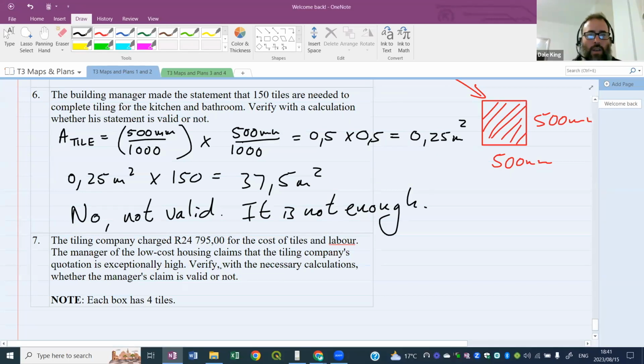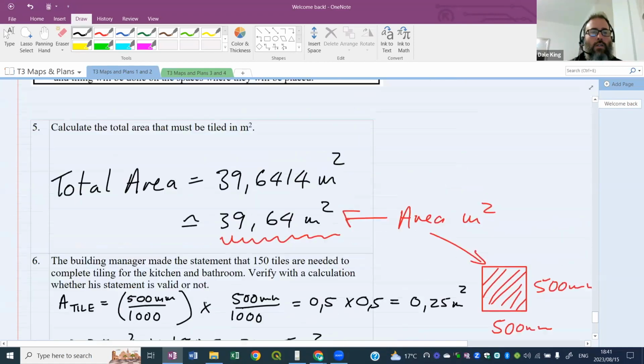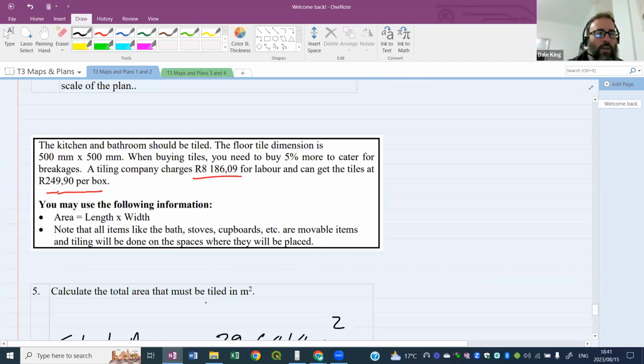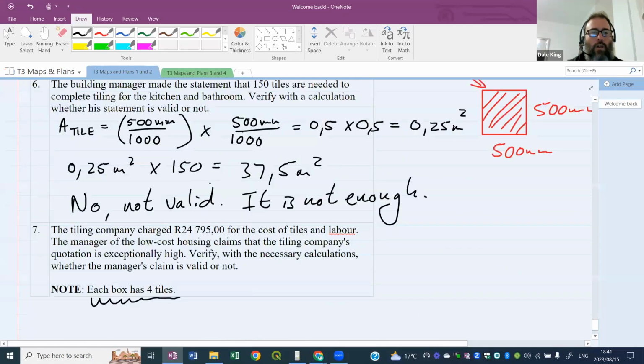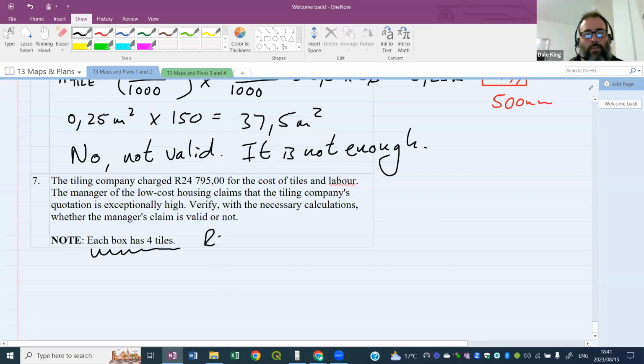So we're going to do everything now. We're going to work out the whole cost of this job. We've just heard that 150 tiles is not enough, so we need to know how many tiles we actually need. And by the way, down here it says there are 4 boxes in a tile, and the question said at the top that it's 249.90 Rand per box. That information is going to need to be brought down. So I'm going to write this here: 249.90 per box, and there's 4 in a box.